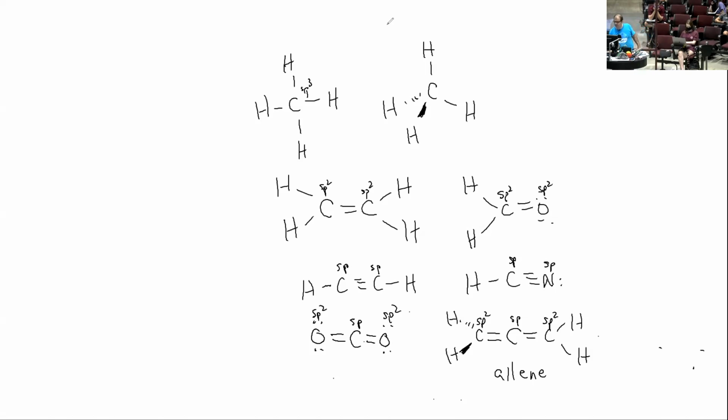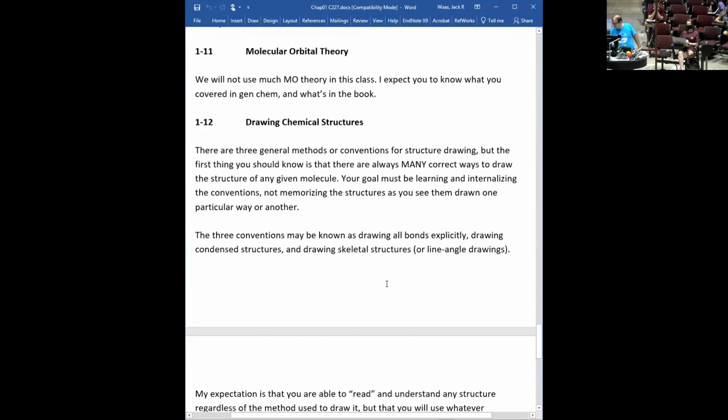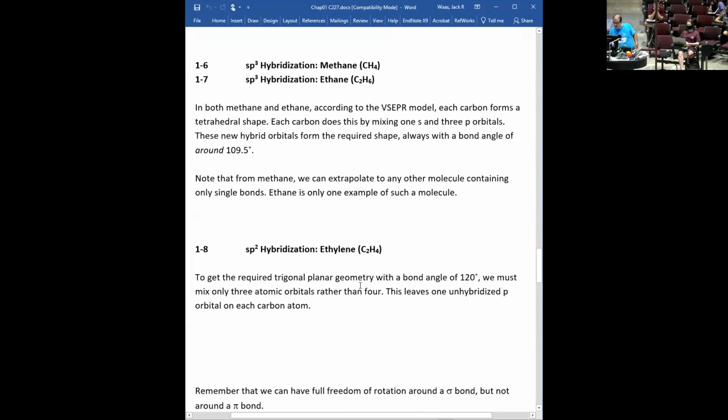Let me switch to the class notes again, at least for now. So we've covered those types of hybridizations. That leaves us 6 minutes to get started on drawing structures.